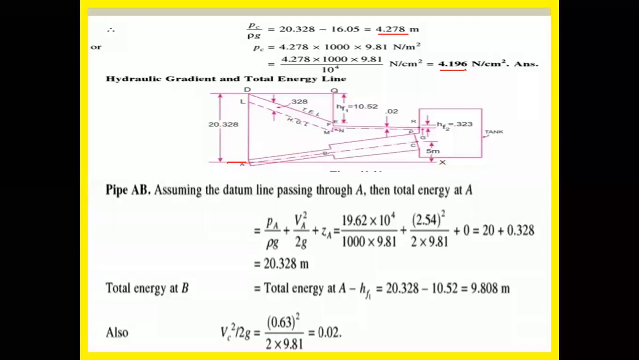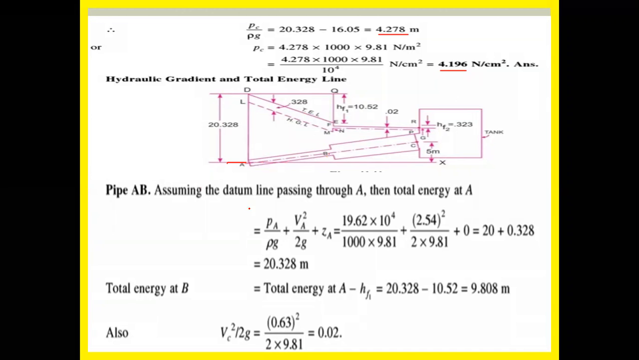Okay. Next, ఏం చేయమన్నాడు? HGL line కనుక్కోమన్నాడు. So after drawing this pipeline, same, taking pipe AB తీసుకున్నాము. ఫస్ట్ పైప్ తీసుకోండి. Assuming the datum line passing through A, then the total energy at A. So ఇక్కడ నుంచి స్టార్ట్ చేద్దాం.